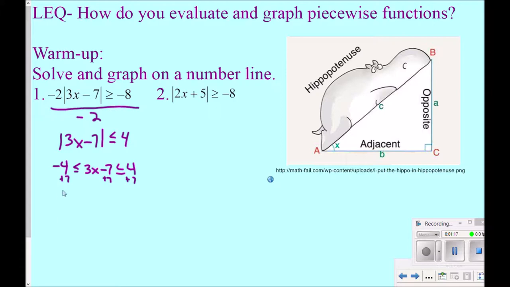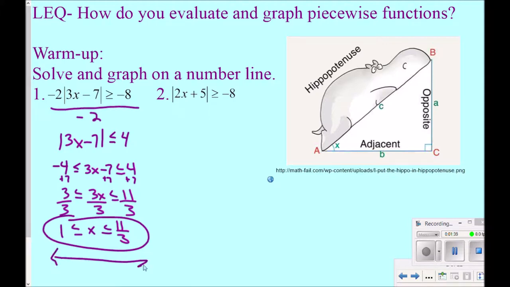7 plus -4 is 3, less than or equal to 3x, less than or equal to 7 plus 4 is 11. So dividing both sides by 3, I'm getting 1 less than or equal to x, less than or equal to 11/3. So that's my solutions.